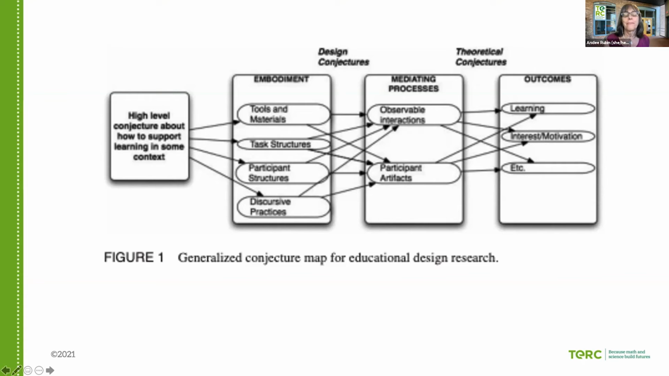If I think about the keynote, I would certainly want to put something here about identity. And so this is a hard job, but this is really the heart of DBR in my mind, to actually think through your entire design based on a high-level conjecture, and then going through these steps until you think about what your outcomes are going to be. And Sandoval also points out that the processes, the functions, I think is the word that Vitaly used, that take you from embodiment to mediating processes are conjectures about what impact a design will have. And the processes that go from the mediating processes to the outcomes are also theoretical conjectures about how learning is produced by these mediating processes.